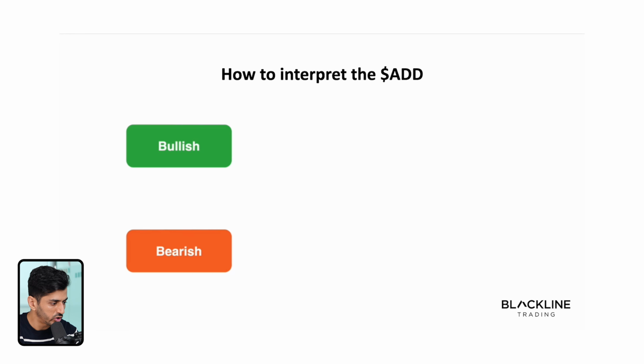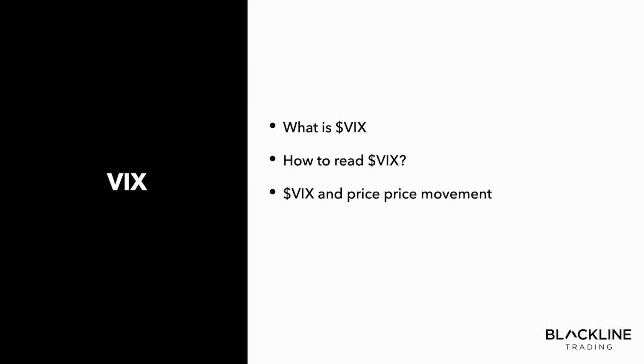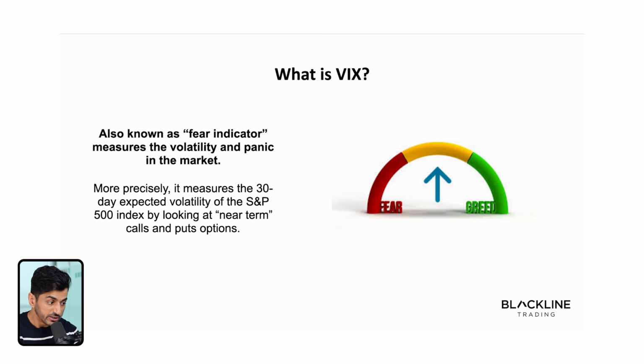Now let's move to the next component in the toolkit, and that is VIX. We're going to discuss what is VIX, how you can read VIX, and what are the VIX and price action examples. So VIX measures the volatility and panic in the market. It is also called the fear indicator in Wall Street. The way it is calculated is quite interesting because, to be very precise, it measures the 30-day expected volatility of S&P index by looking at the near-term call and put options, right?